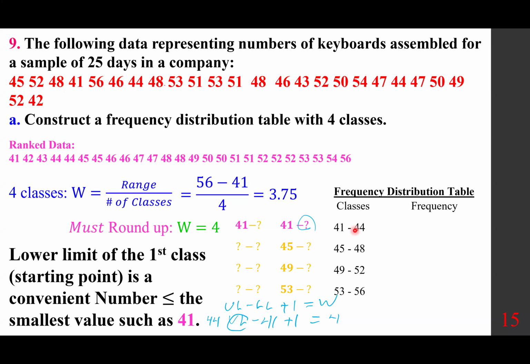All right, so how many are from 41 to 44? Since they're ranked data, it's easy to see 41, 42, 43, 44, and not 45. So you can write them in this manner. And you see this one is 1, 2, 3, 4, 5, so I put 5 here. This one is 1, 2, 3, 4, 5, 6, 7, 8 here, and the rest. So this is the frequency distribution table, FDT.